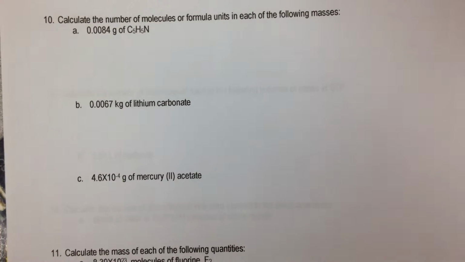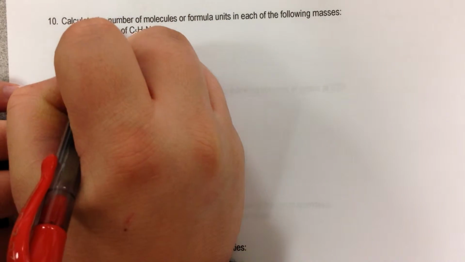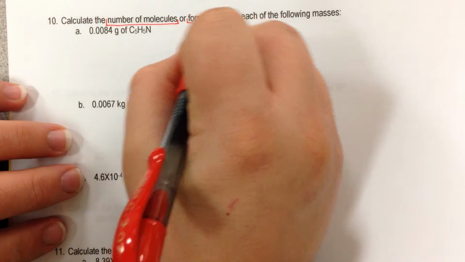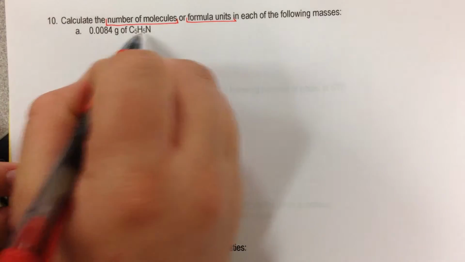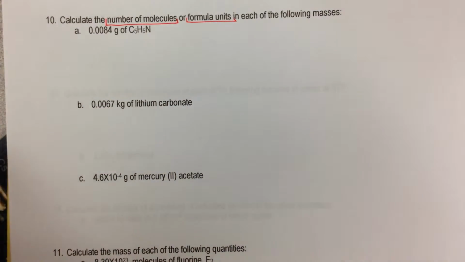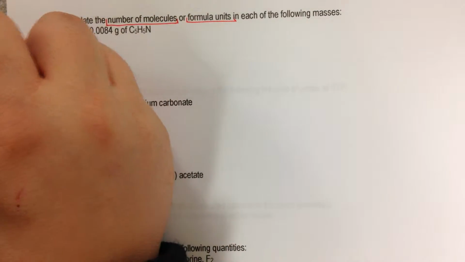Okay, so section 10, calculate the number of molecules. This is going to be our final, or formula units, depending on what it is, our final unit. Since we're dealing with mass, we know we're going to have to calculate molar mass at some point, so I'm just going to go ahead and get that out of the way.